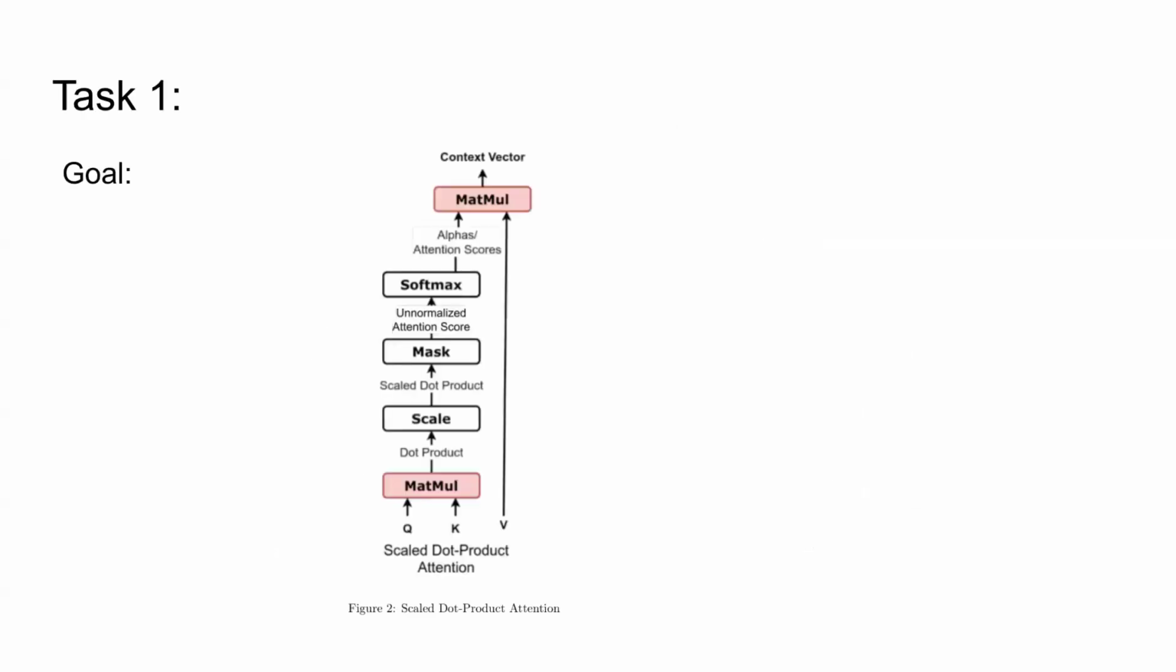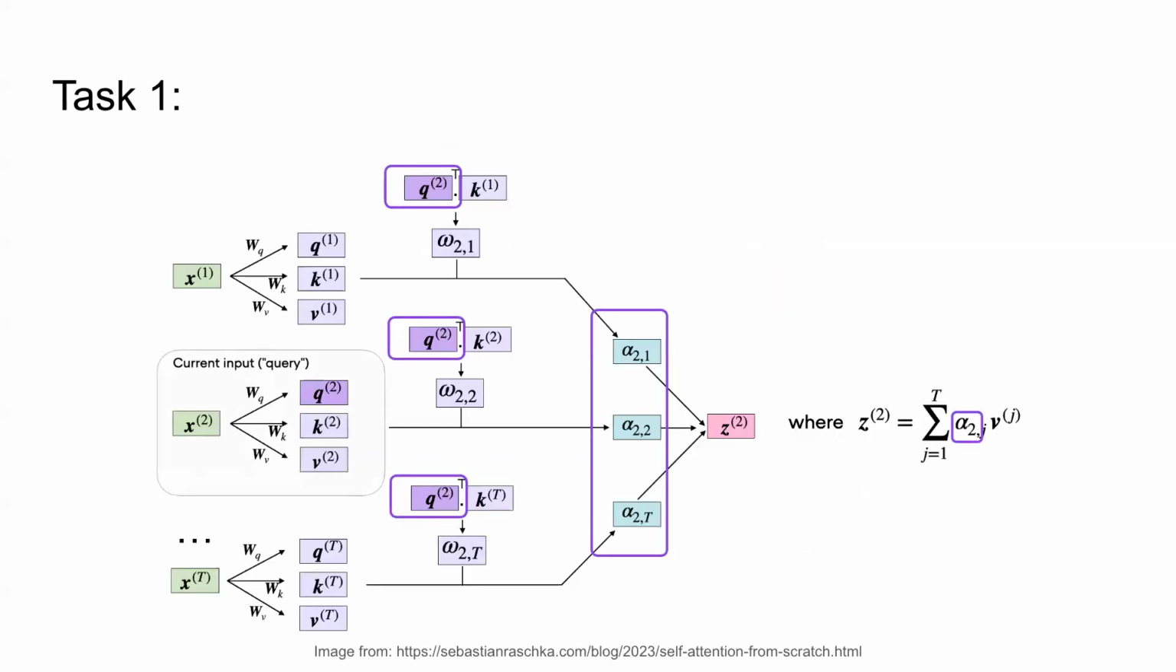In task one, our goal is to build scaled dot-product attention and multi-headed attention from scratch. And this is a visualization of self-attention. Here we can see query, key and values. For example, if you are calculating the attention scores for the second input, which is x2 here, we'll multiply query with key, which will give us the attention score. And we'll normalize it using softmax, and then we'll multiply the normalized attention scores with the values, and then we'll get a context vector.